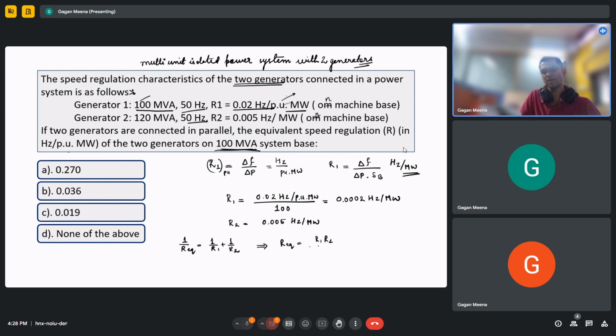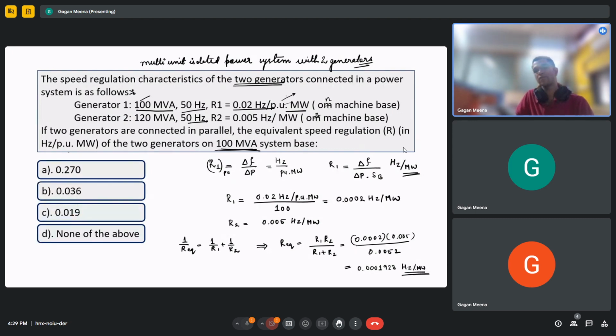Sorry, we can write it as R1 R2, so this is 0.0002 multiplied by 0.005 divided by 0.0052. So how much is this? Let us find out. 0.005 divided by 0.052, so this is 0.001923. This is in hertz per megawatt.